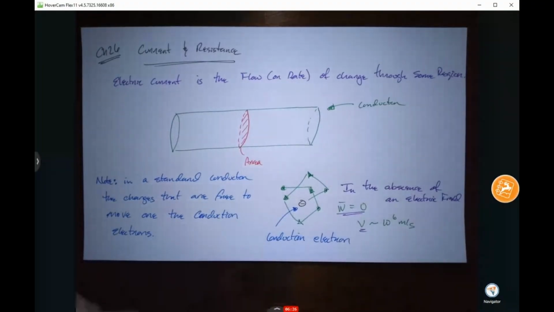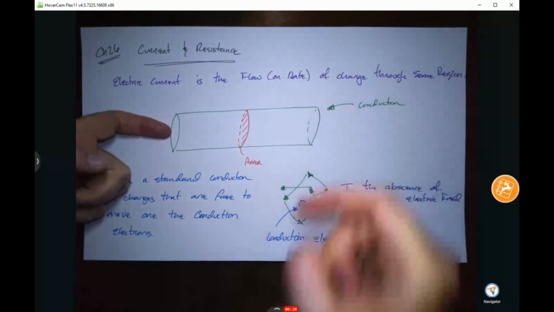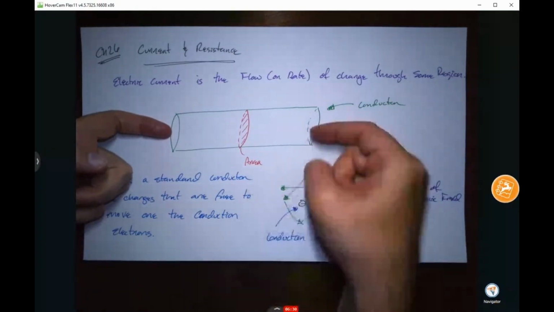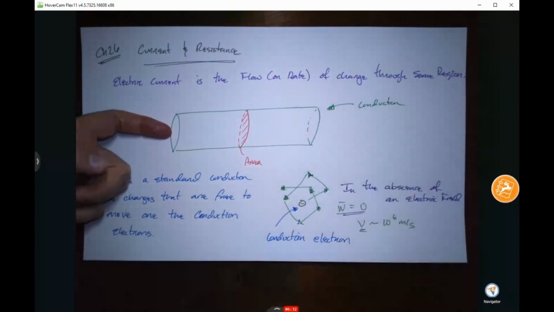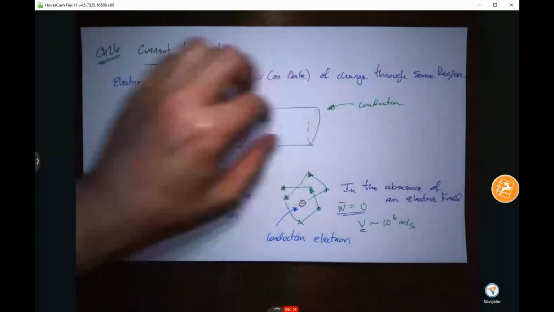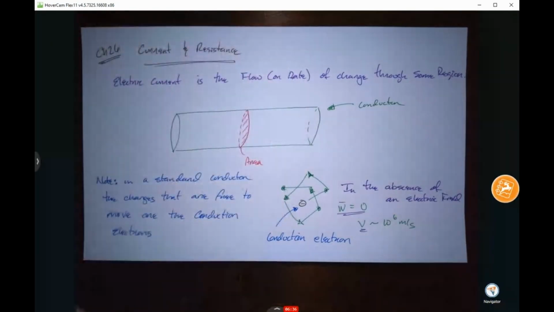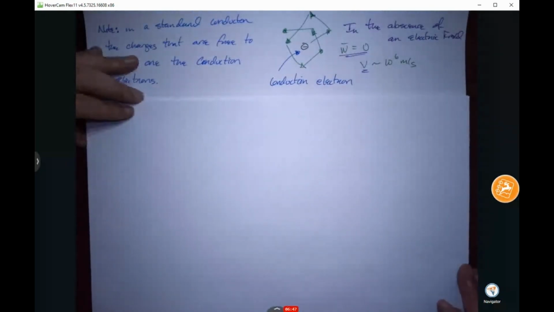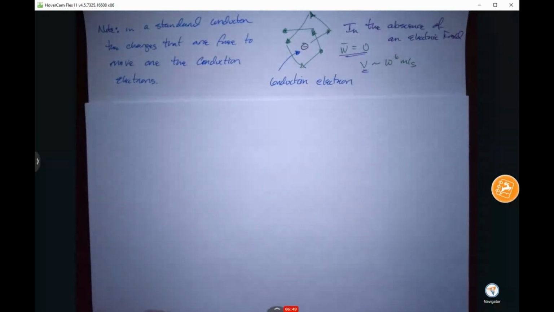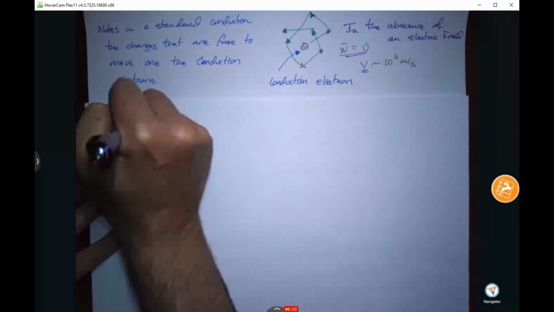Now, if we were to apply a potential difference across the ends of the conductor, then this will establish an electric field down through the conductor, essentially at about the speed of light. Okay. So then this will cause there to be a force on our electrons.